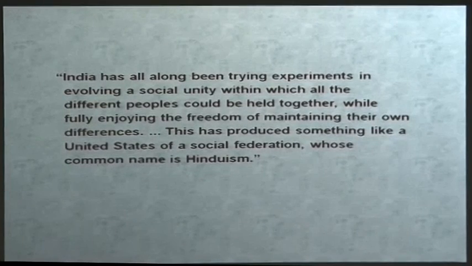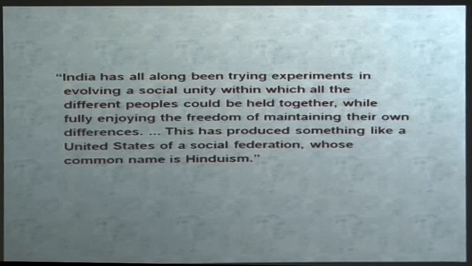This process of cultural integration, the spread of the epics or other texts or other cults, was never something imposed by anybody. It was actually not even decided upon by anybody. It was just an organic phenomenon which happened. That is all we can say. All the regional cultures happily participated in it without necessarily losing their regional stamp or identity. So while fully enjoying the freedom of maintaining their own differences, this has produced something like a United States of a social federation whose common name is Hinduism.